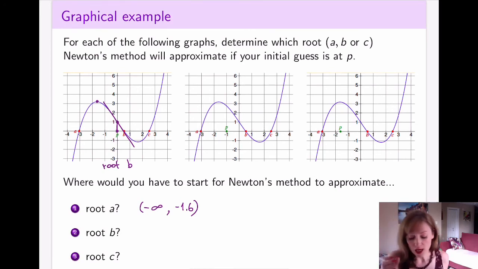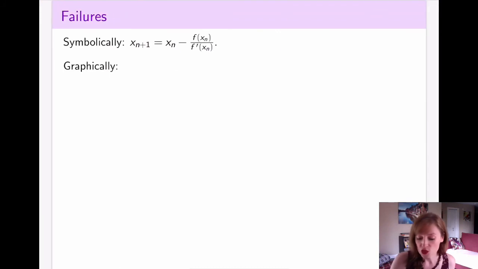Now, this is one of the key things about Newton's method: the method doesn't care which root you're trying to approximate. The method will approximate the root that is somehow closest to your initial guess. So in general, sometimes Newton's method fails altogether. We will think about this algebraically and graphically as well.